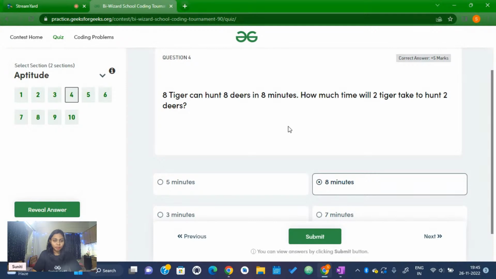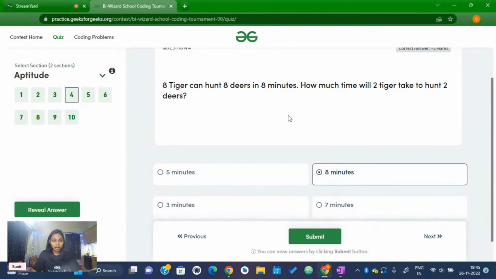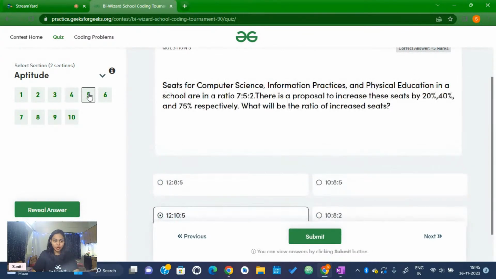All right. Because it is not that one deer is getting hunted by a collection of tigers. It is not like that, right? And also, if you increase the number of tigers, it is not the case that more tigers will attack a single deer. So irrespective of the number of tigers we have, the time taken will always be the same. So in that case as well, the 2 tigers are going to take 8 minutes. All right. So that is the answer to this question. Let us move to our next question.